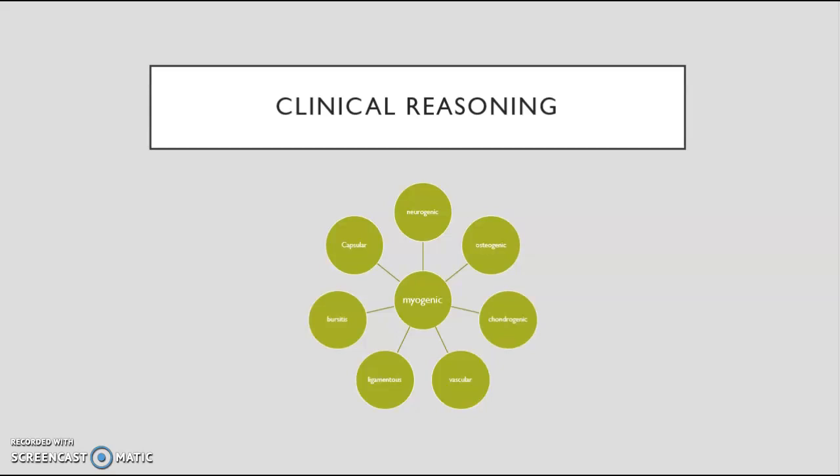Myogenic, so is it muscular? What questions could rule in or out muscular problems? Or what objective assessment could you do to rule out or rule in myogenic problems versus osteogenic problems? Is it vascular? What could indicate a vascular problem? Ligamentous, is there any history that would indicate there being a ligamentous problem? And what could you ask your patient, or what could you test with your patient, or what could you use to indicate whether or not it's a ligamentous problem? The same with bursitis and capsular problems.